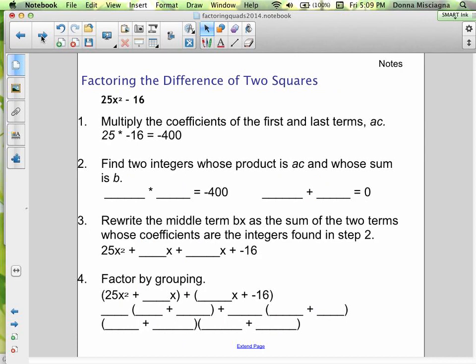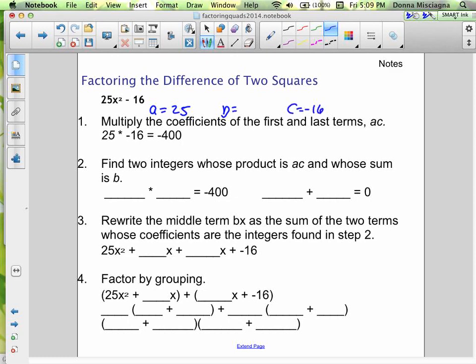So our a is 25. Our c is the constant. That's negative 16, but what's b? If there's no x, that means b is 0. Right? So we need two numbers, a times c. 25 times negative 16 gives us negative 400. Two numbers that multiply to give us negative 400 add to give us 0.